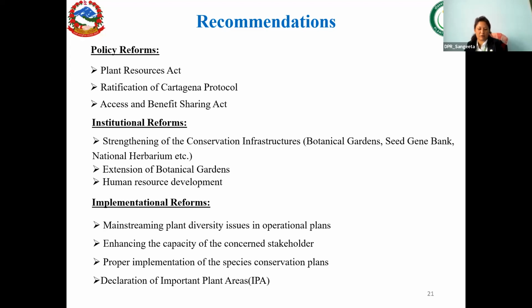Then, proper implementation of the species conservation plan. We already have specific conservation plans, but they are yet to be rightly implemented. And declaration of important plant areas for the conservation of important plant resources.